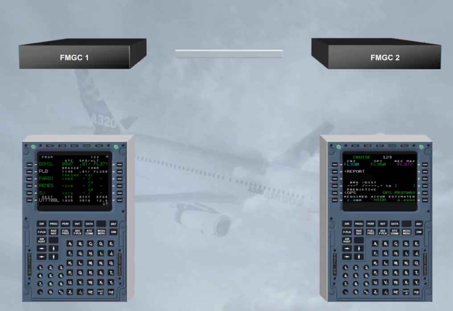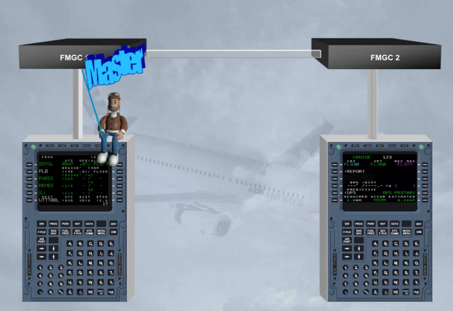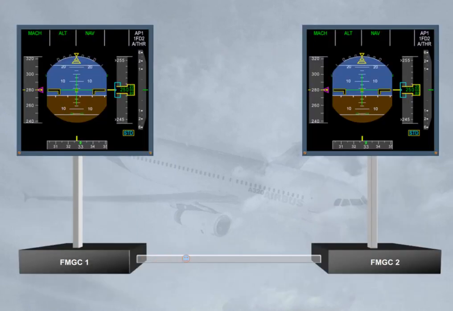Both FMGCs exchange data through a cross-talk bus and are synchronized. When both FMGCs crosstalk, they are in dual mode of operation. The FMGC which drives the synchronization is called master. The master FMGC is automatically determined by the engagement status of the autopilot flight director.